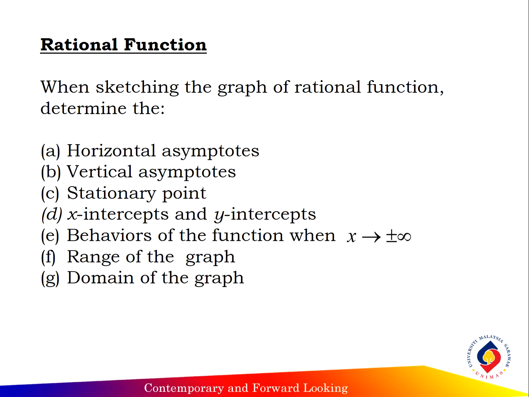Rational function. Before you sketch the graph of the rational function, first you find the horizontal asymptotes of the rational function.